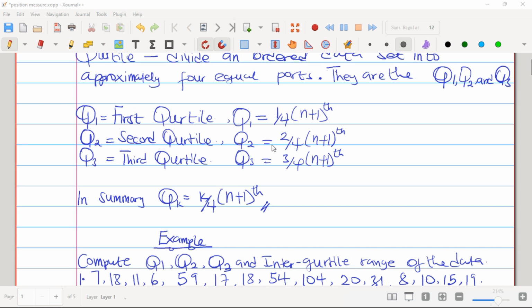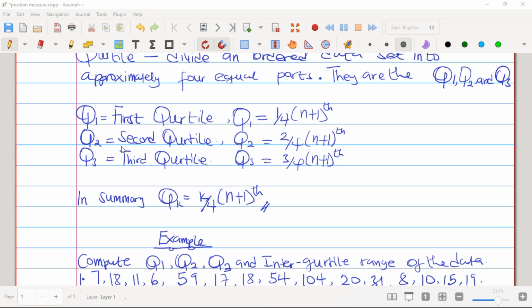The summary of all the formulas that we have written here is that Q subscript k is equal to k divided by 4 times n plus 1 position. If it is the first quartile, k is equal to 1. If it is the second quartile, k is equal to 2. And if it is the third quartile, k is equal to 3. Most of the time, the second quartile is referred to as the median, as we have already treated in our previous video.